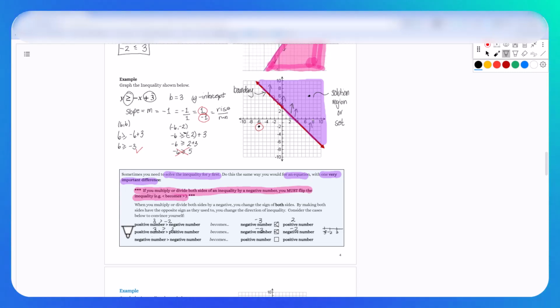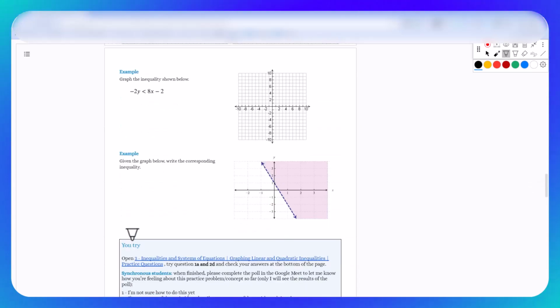And what if we had a negative 2 that is greater than another negative number? Well, that has to be to the left. So let's say negative 3. If we multiply both of these by negative 1, we get 2 and 3. And now 2 is less than 3. So this is why we must flip the sign, because multiplying or dividing by negative numbers will change which side is actually bigger.